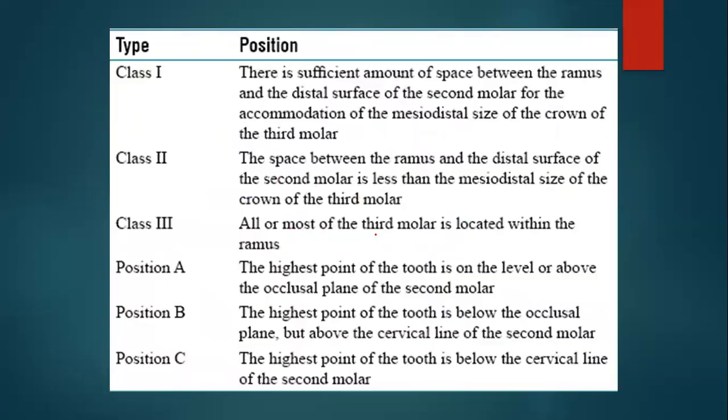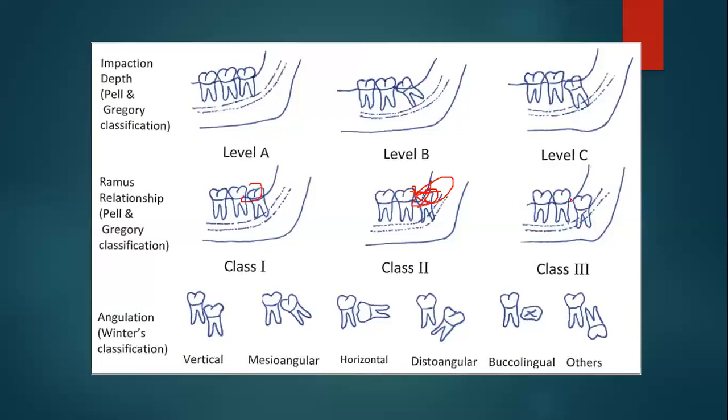Now, in class 3, all or most of the third molar is located within the ramus. Basically, in class 3, you can see that all or most of the third molar is present in the ramus. So I hope on the basis of the ramus relationship you have got that if there is space available mesiodistally for the crown to erupt, then it is class 1. If the mesiodistal width of the crown is not sufficient and there is no space available, then it is not very much exposed into the oral cavity, and it can be partly or even fully below the ramus of the mandible as well.